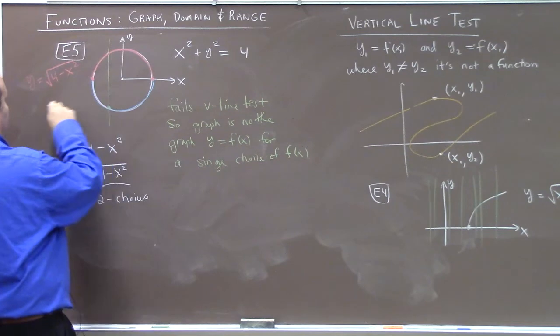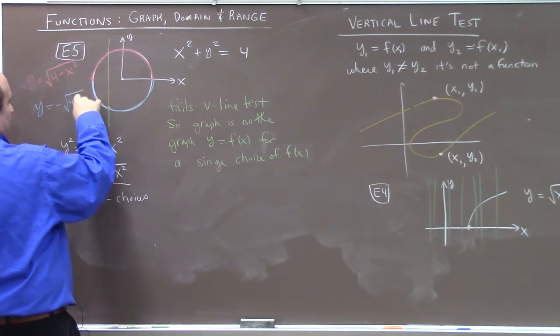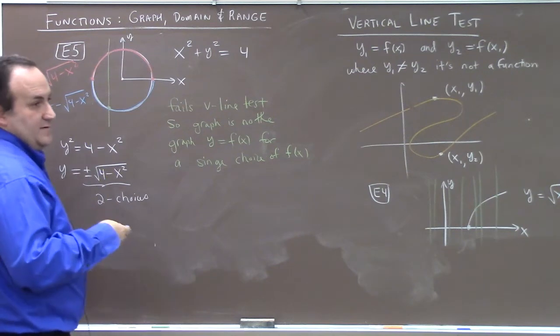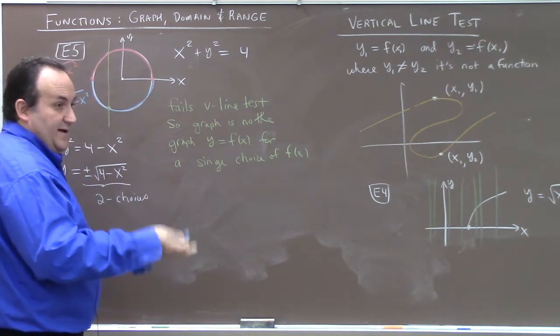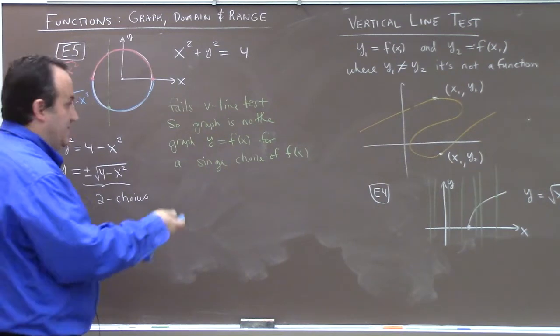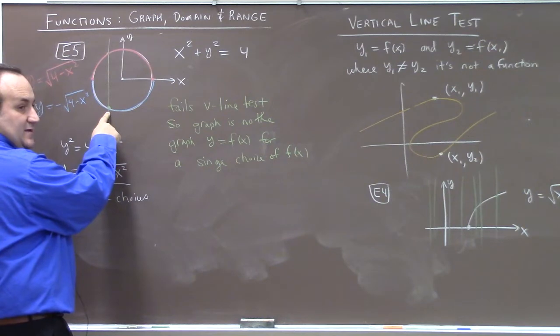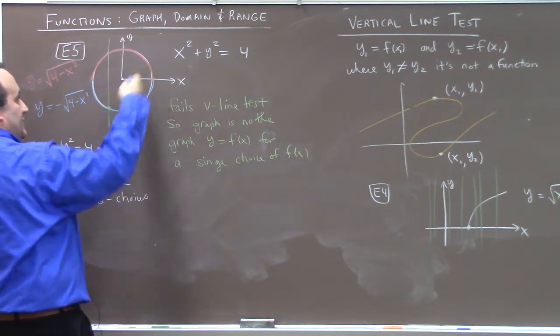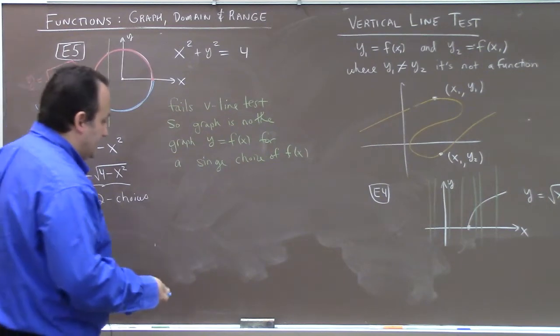And then the bottom one is minus the square root of 4 minus x squared. So the blue graph and the red graph are graphs of functions, because if you just look at the blue, the vertical lines only intersect at one point, right? Or if you just look at the red, it only intersects in one point. But you can't put them both together and get a function.